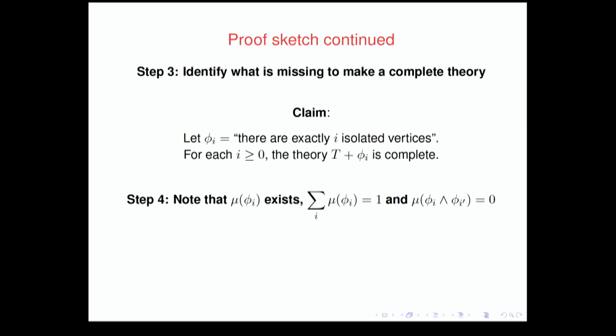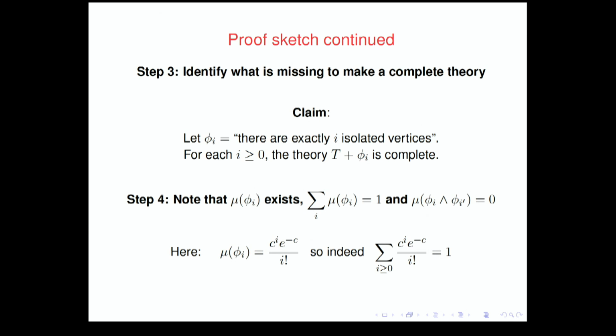Now you notice that these additional axioms complete the theory. If you add any of these, you have the theory, and this is complete. And these completions are incompatible, because if you have I isolated vertices, you don't have I prime, if I prime is different from I. And also they cover all the possibilities.